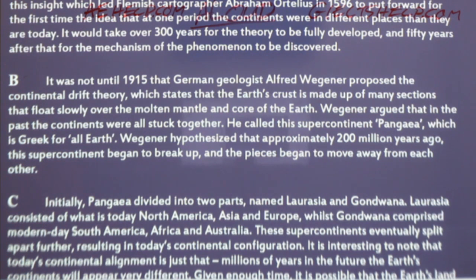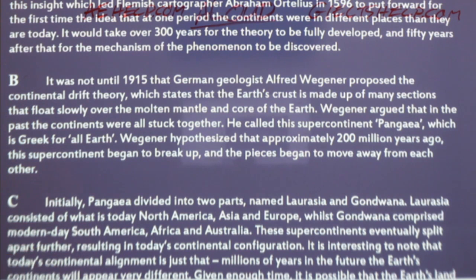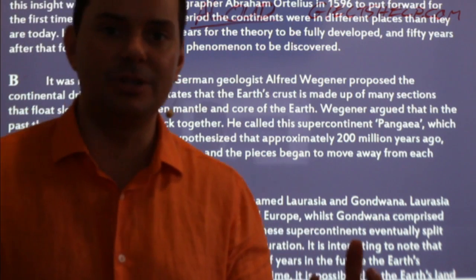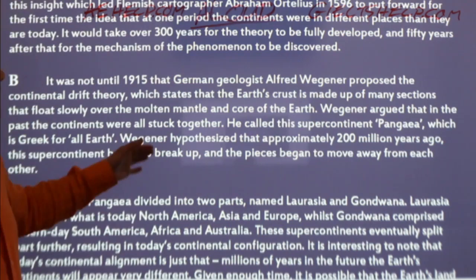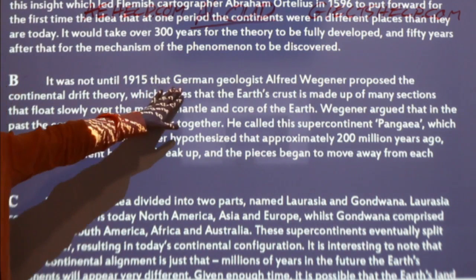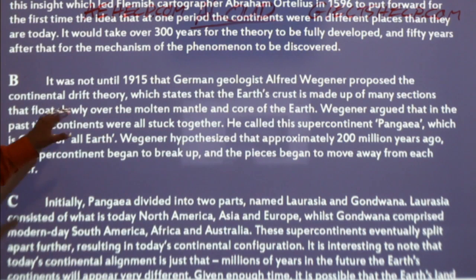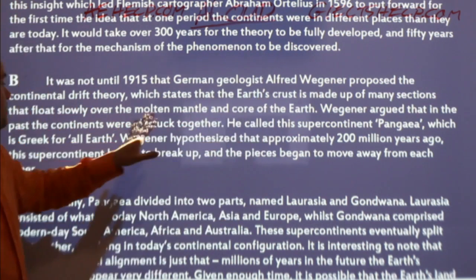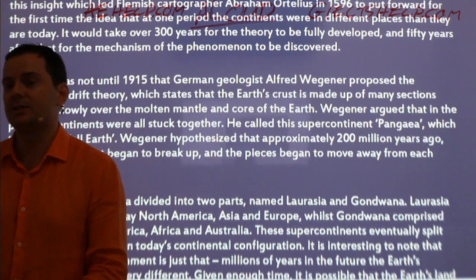So what is this paragraph about? It is about unity, disunity, continental drift, right? It's an idea by the German geologist Alfred Wegener that there's continental drift, which says that the Earth is made up of many sections that move around. Okay? That's what it's about.